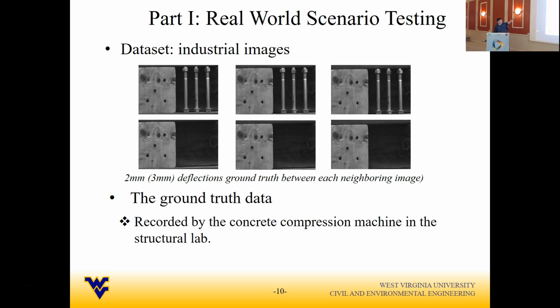In the first row, we intentionally hoist the piece of wood by 2 millimeters each time. We take pictures, and this way we know the ground truth, and then we use the image-based algorithm to measure the deflection and do the comparison. Here the ground truth data is recorded by the concrete compression machine in the structural lab, and we can very accurately control the distance it travels. There's a meter to record the traveling distances, and we use that as the ground truth data.